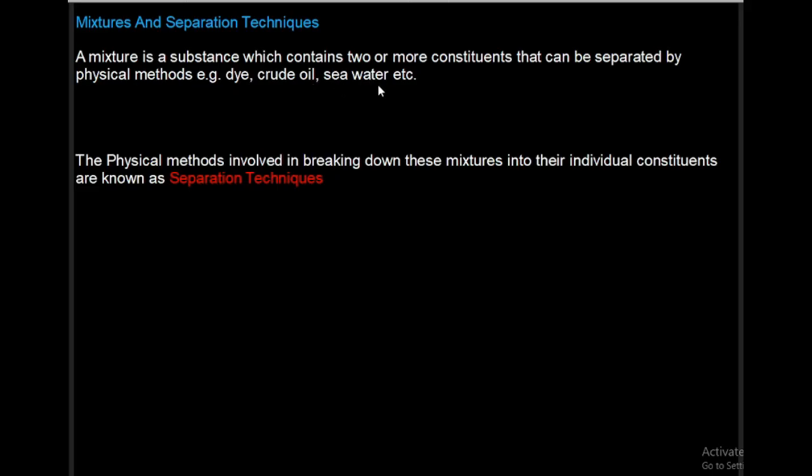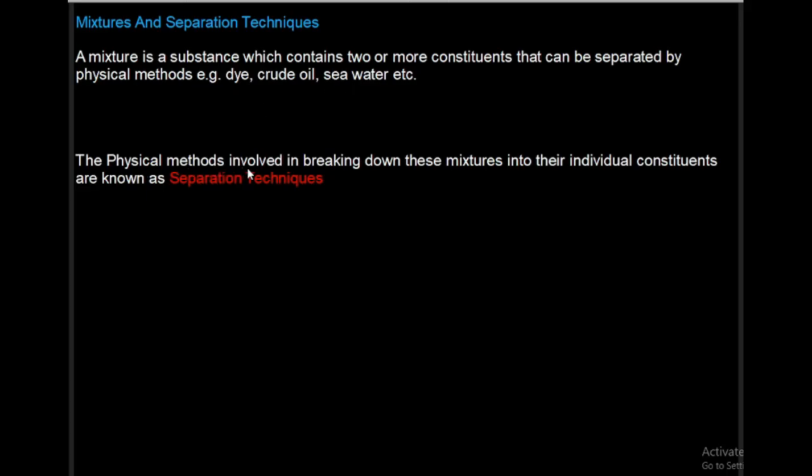We also have seawater. Seawater is a mixture of salt and water basically. It's also known as salt water. To separate it into its constituents, we also employ physical methods. Example in this case, we'll be using evaporation to dryness. So a mixture is basically any substance in which the constituents can be separated by physical method. Any substance whose constituents can be separated by physical method is called a mixture.